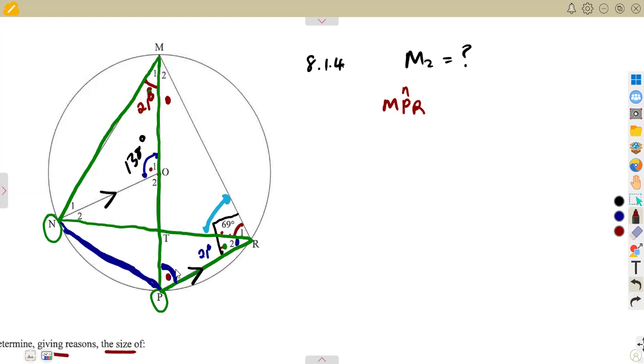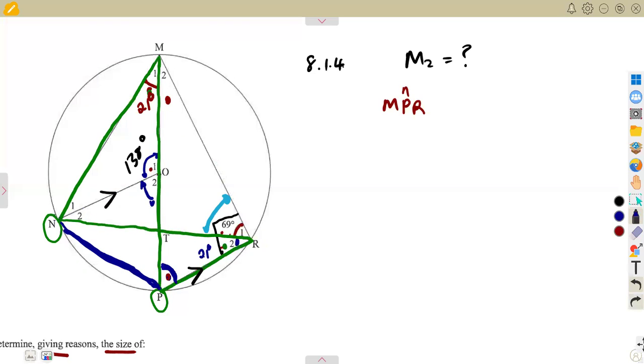So is there any angle equal to this, due to the condition that we are given that these two are parallel? These two are parallel. That alone satisfies us to say the angle O2 is equal to angle MPR. Why? The concept now is of the alternate angles.